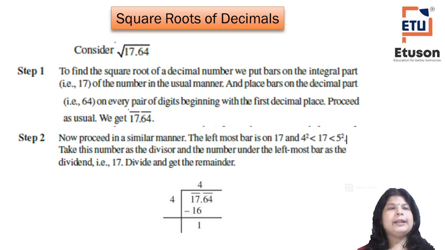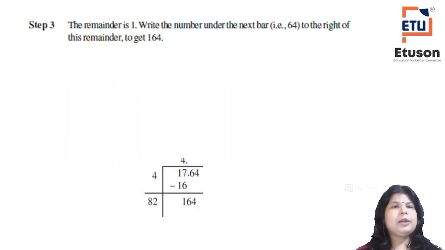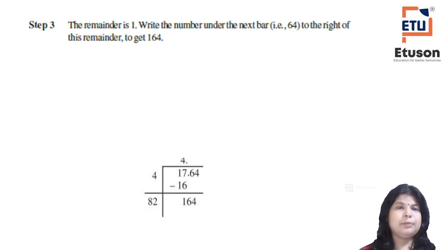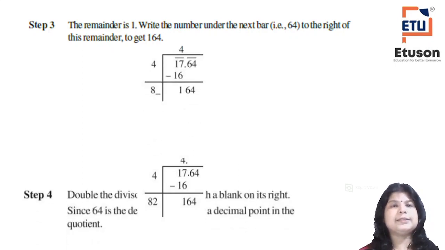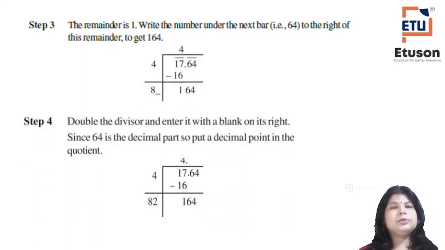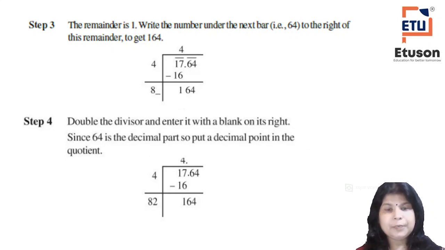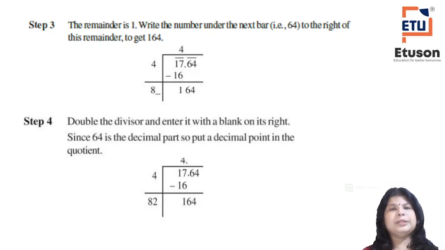Right? What next? In step 3, what you have to do is, the remainder is 1. Write the number on the next bar to the right of this remainder to get 164. Okay, so after obtaining the remainder, you have to take down this 64 to the bottom. Now your dividend is 164 and your new divisor you will have by taking the double of 4, which is 8, with a blank.